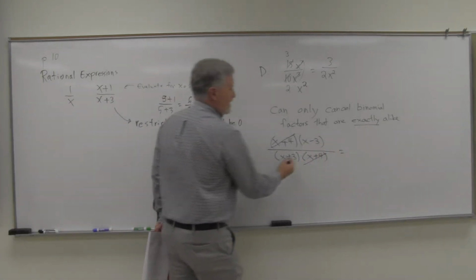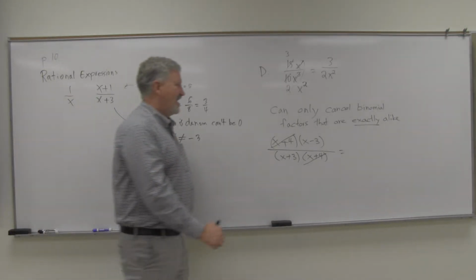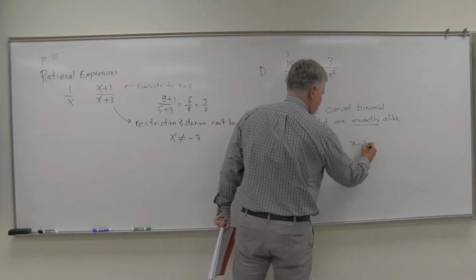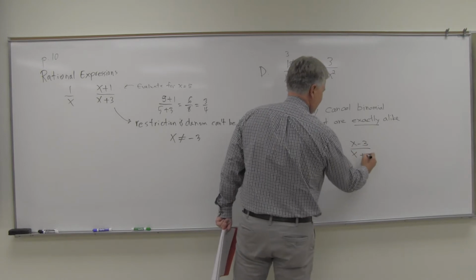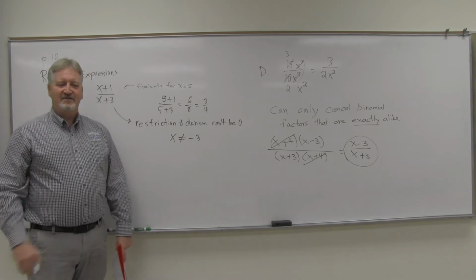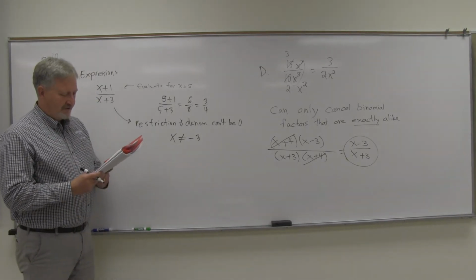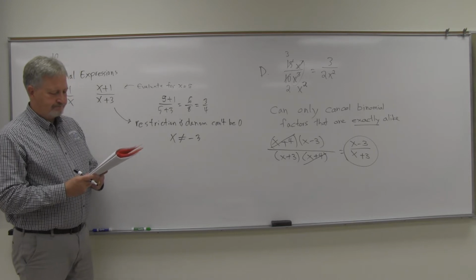But what about the x minus 3, x plus 3? Not exactly alike, are they? Yeah, they're very close. But you can't cancel those, because they're not exactly alike. That's just the way those binomials are going to work there.